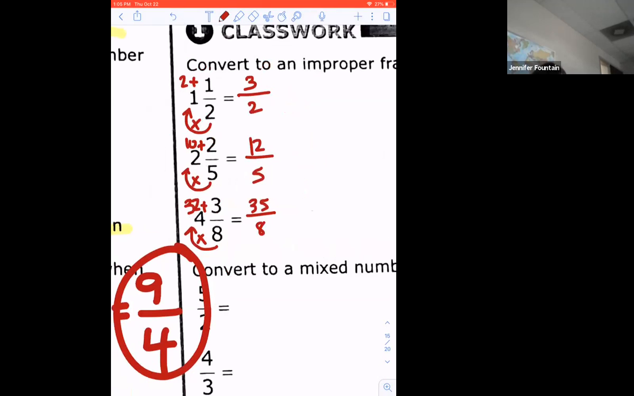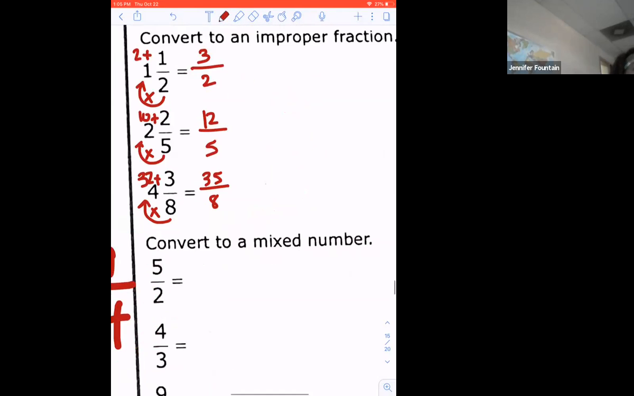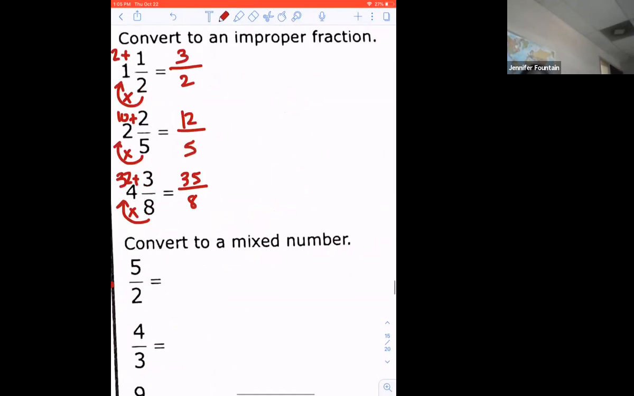Now we're going to change improper fractions to mixed numbers. Remember that a fraction is just another example. It's just going to be division. All righty. So our first one is 5 over 2.